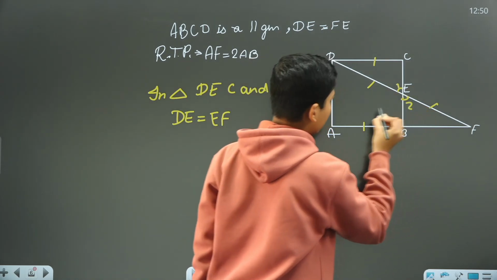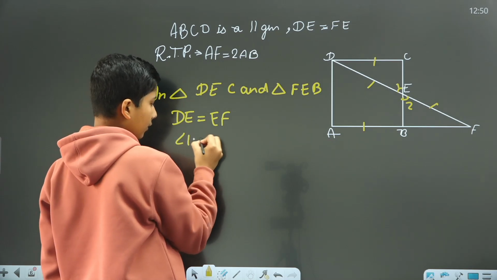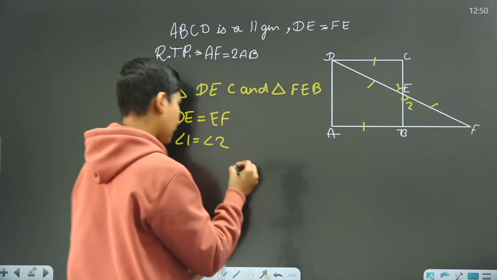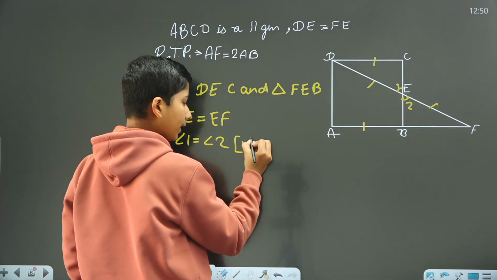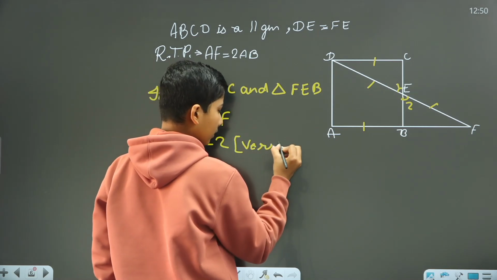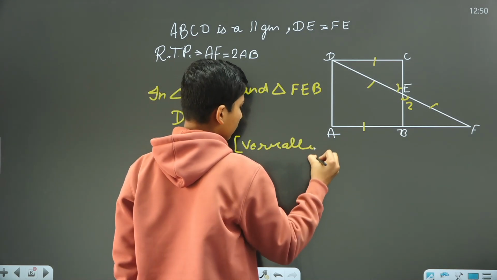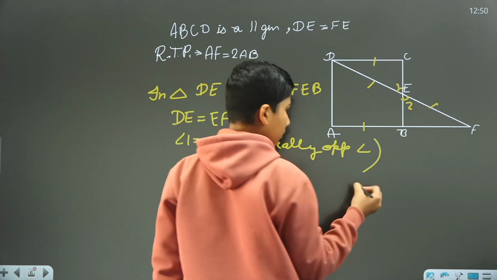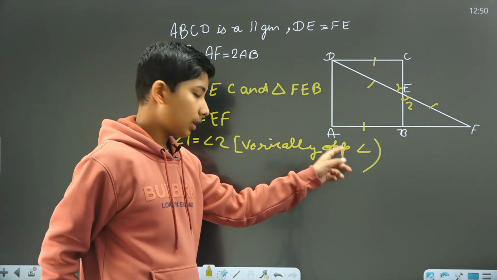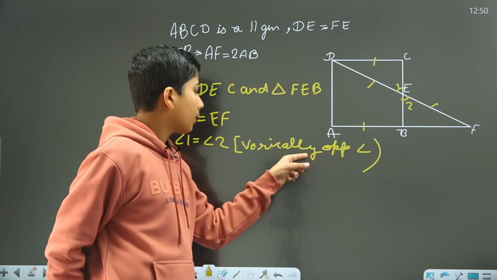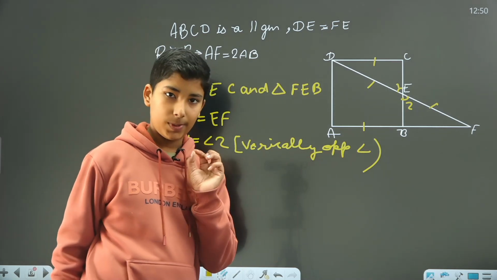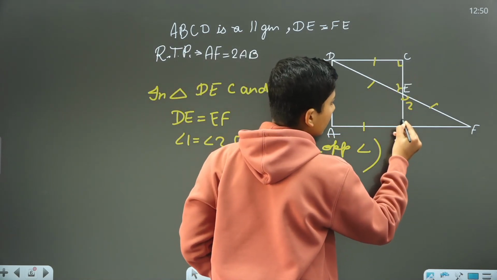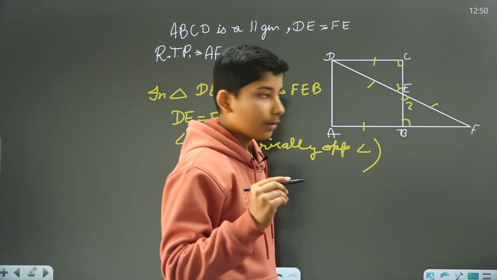Angle 1 and angle 2. Angle 1 is equal to angle 2. We have named them 1 and 2. These are equal. Here you will write vertically opposite angles. In exam you have to write it fully, but I am writing in short just to explain to you all. And this angle will be equal to this angle, because it is a parallelogram.